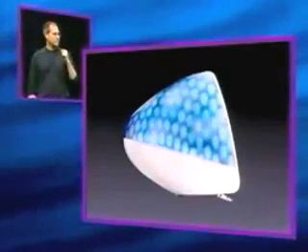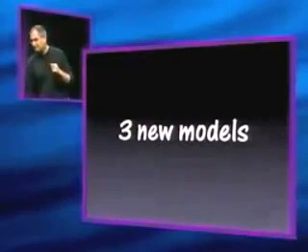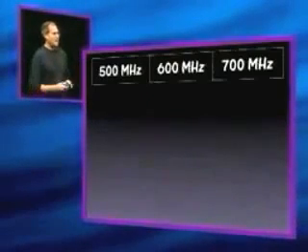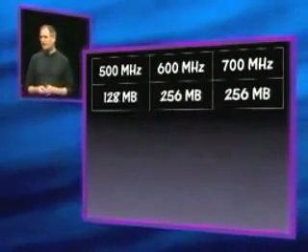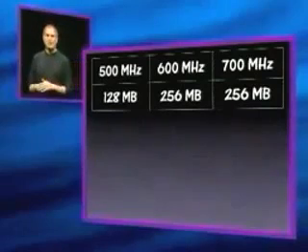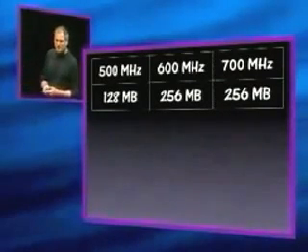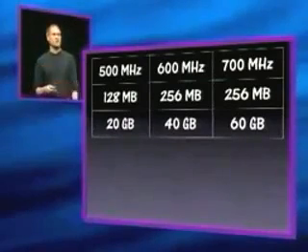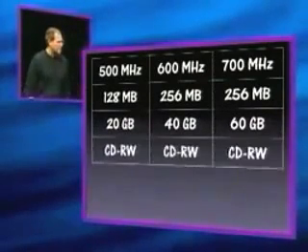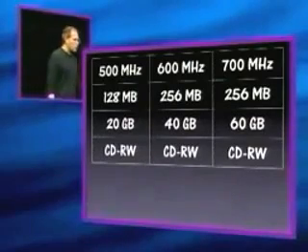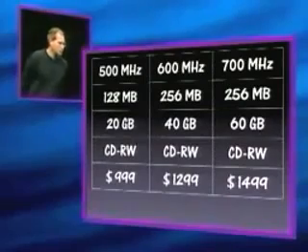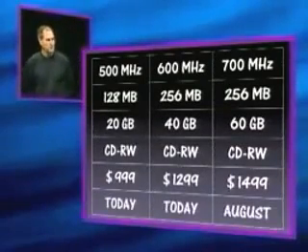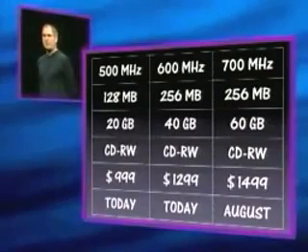iMac. Today, we got 3 new models of the iMac. Let's talk about it. 500, 600, and 700 megahertz iMacs. Fastest iMacs we've ever shipped. 128 megabytes to 256 megabytes of memory, all plenty enough to run Mac OS X. 20, 40, and 60 gig hard drives, the largest drives we've ever shipped on an iMac. CDRW across the board. $999 on our entry iMac. 500 megahertz, 128 megabytes, CDRW. Today, availability for the 500 and the 600 megahertz, availability on the 700 next month.